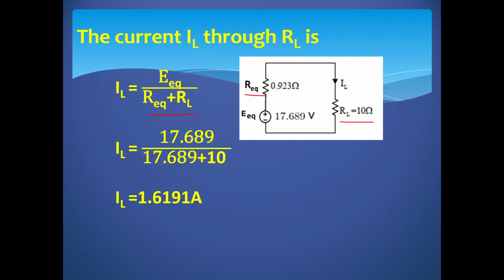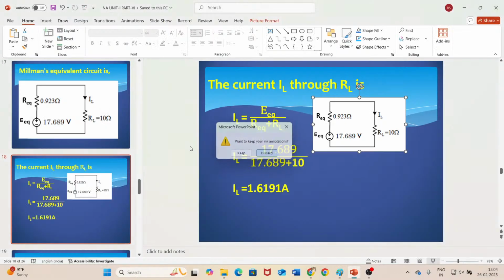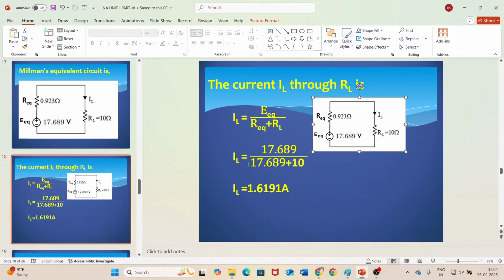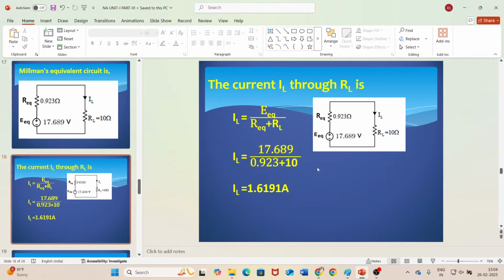So E equivalent is how much? How much is R equivalent? R equivalent, I think I wrote something. Something is wrong here. I didn't write the correct terms. So R equivalent value is 0.923. So you people check the answer. Whether my answer is right or wrong, you just check it and tell me.